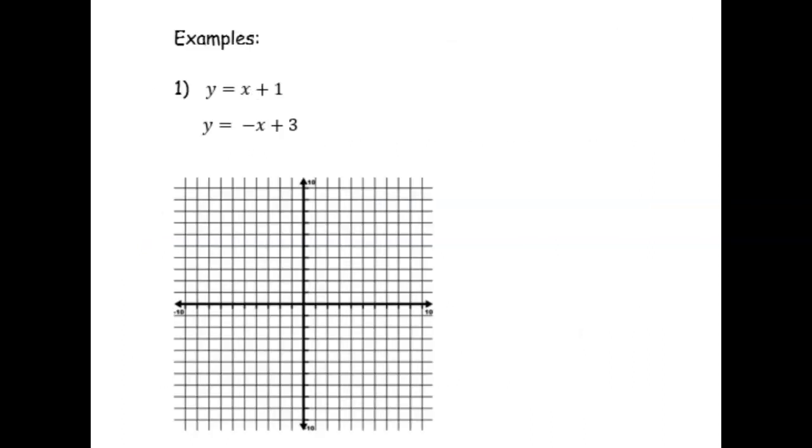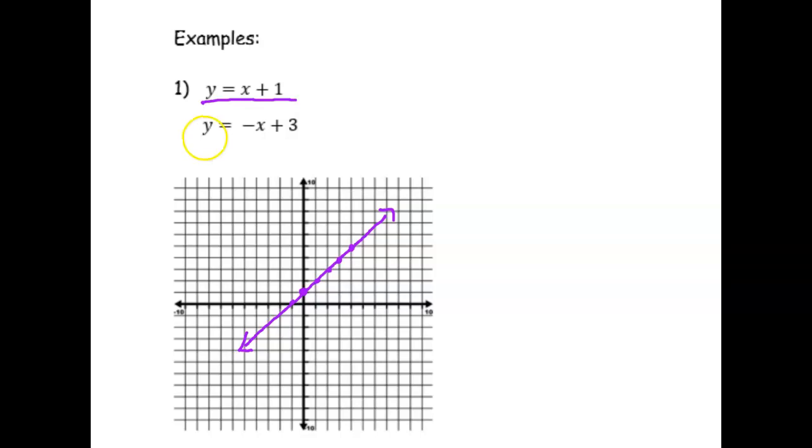Our first example is pretty easy because both equations are in slope-intercept form, meaning they're easy to graph. For the first one, y equals x plus 1, we start at a y-intercept of 1, and our slope is 1, so rise 1 over 1. So our line would look like this. When solving by graphing, it's highly recommended that you have a ruler to make sure your lines are very straight.